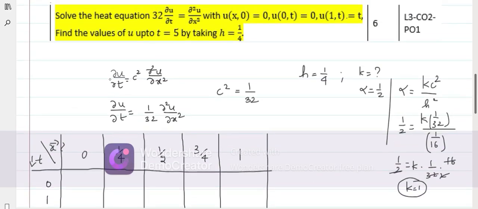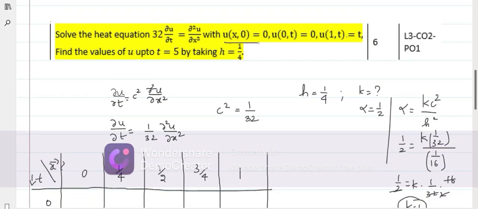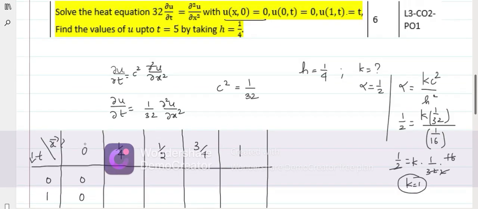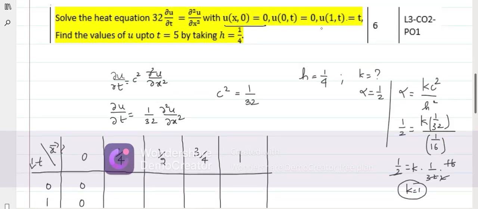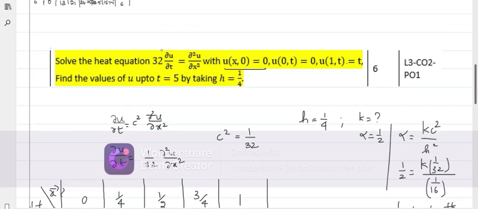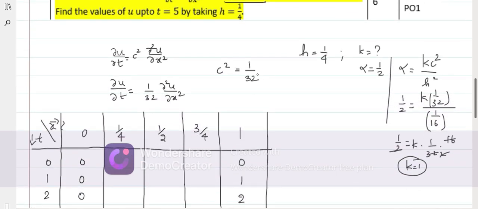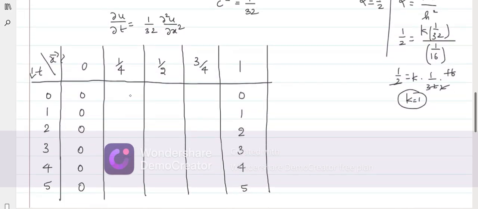Look at the boundary condition. Here u of x comma 0 equals 0. The first column is 0. Look at the other boundary condition: u of 1 comma t equals t. Where is the initial condition? u of x comma 0 equals 0. So the first row is 0. Very good. u of x comma 0 is simply given as 0.